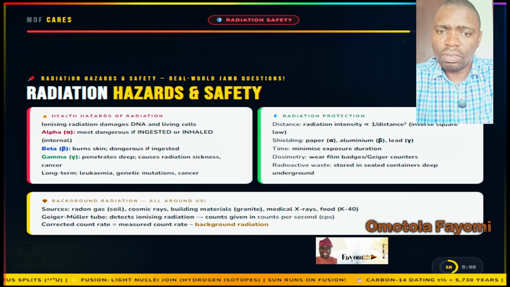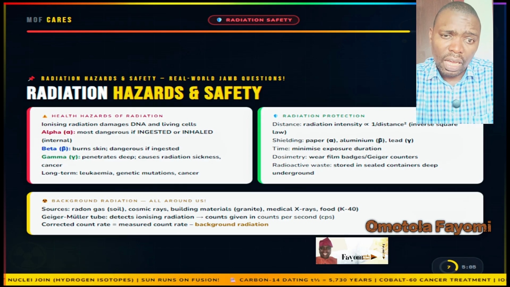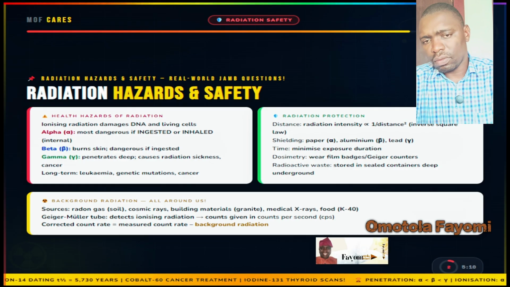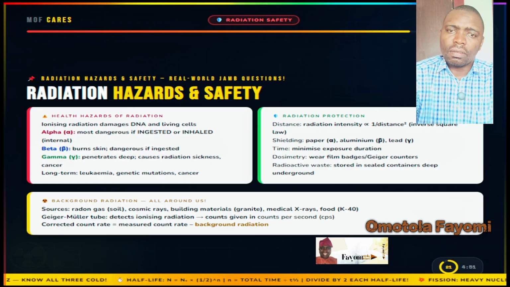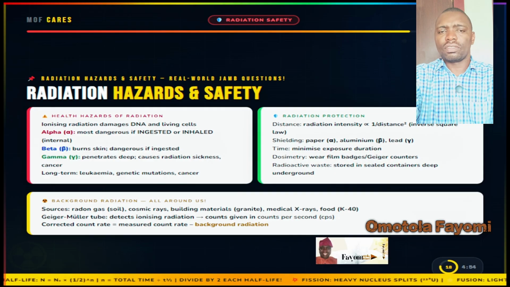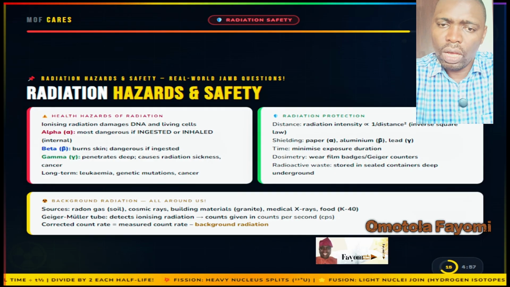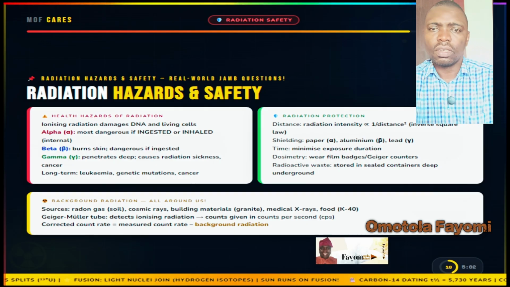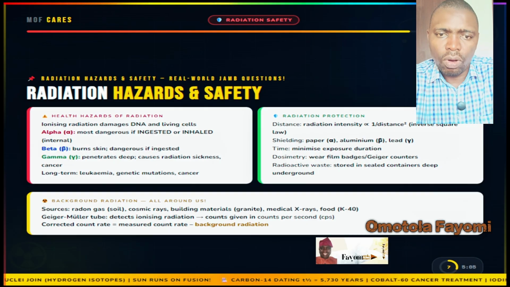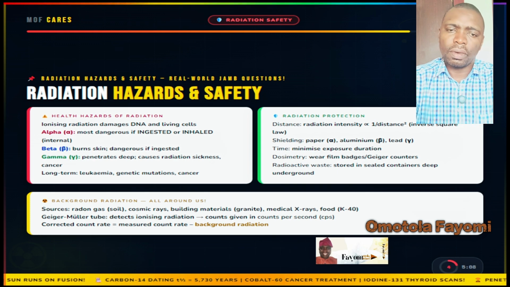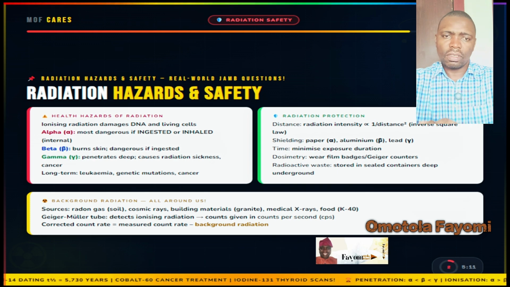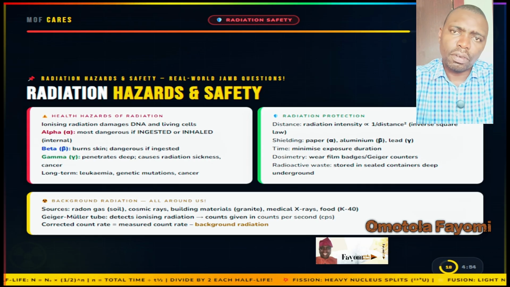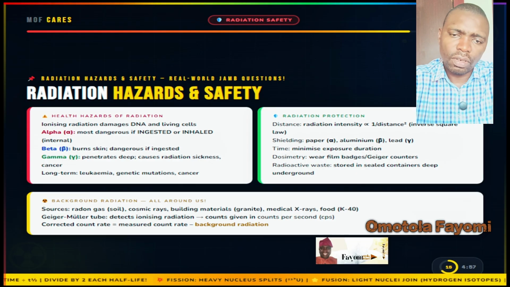What about radiation protection? It follows three principles. Time: the less time spent near a source, the less dose received. Distance, with the key formula: radiation intensity is inversely proportional to the square of the distance. Double the distance, reduce intensity to 1/4. Shielding, using appropriate materials: paper for alpha, aluminum for beta, lead or thick concrete for gamma.